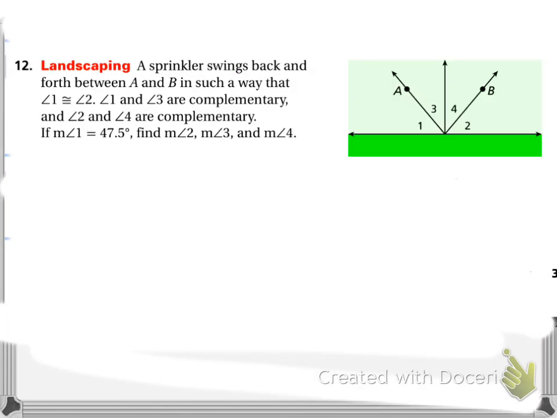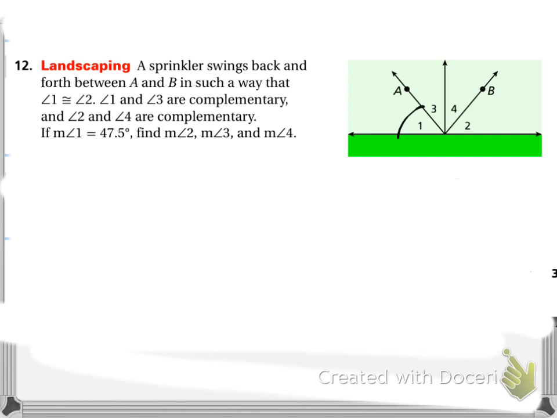Okay, number 12, a sprinkler swings back and forth between A and B in such a way that angle 1 is congruent to angle 2. Angle 1 and angle 3 are complementary, and angle 2 and angle 4 are also complementary. If the measure of angle 1 equals 47.5 degrees, find the measure of angle 2, the measure of angle 3, and the measure of angle 4. I know we've been doing so many equations, so let's go ahead and knock this out with some diagram notation here instead.